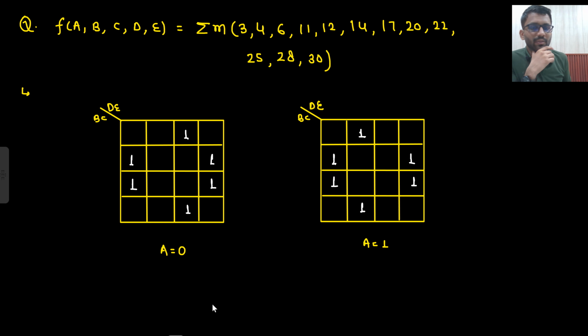Let's make the best possible pairs. So is this the best possible pair? No. If you see smartly, there you go. This is the pair we are getting. Four here and 4 here. Are you getting this point? The same kind of pair we are getting here as well.